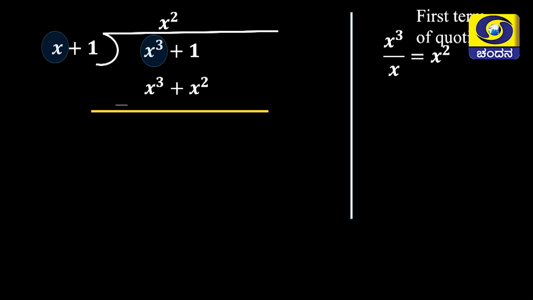So we are changing the sign, so plus becomes minus and plus becomes minus again. x cube minus x cube, you will get the answer 0. Here plus 1 and minus x square are unlike terms. So now I will put it as it is, minus x square plus 1. Now we got minus x square here. Again we have to divide minus x square by x. Now we got the second term of the quotient, that is minus x.